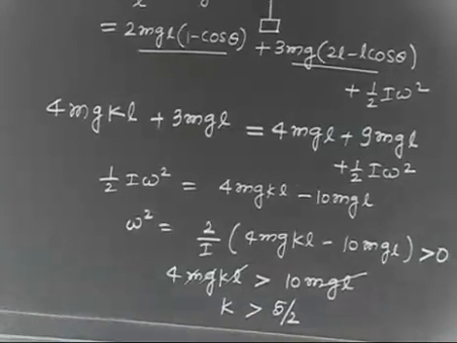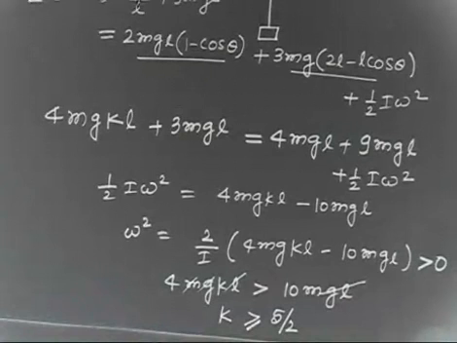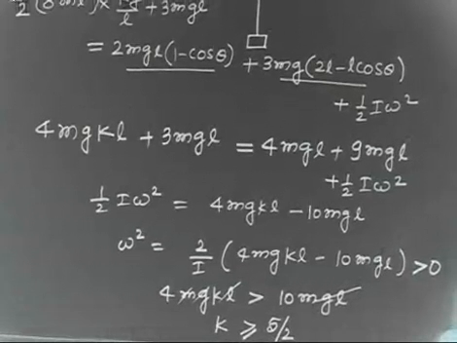Are you getting or not? If k is greater than 5 by 2, this will complete the vertical. Even if k is equal to 5 by 2, it will complete the circle, because if k is just equal to 5 by 2, it will reach the vertical point. Are you getting or not? You just copy this one, and then we'll go for the next problem.